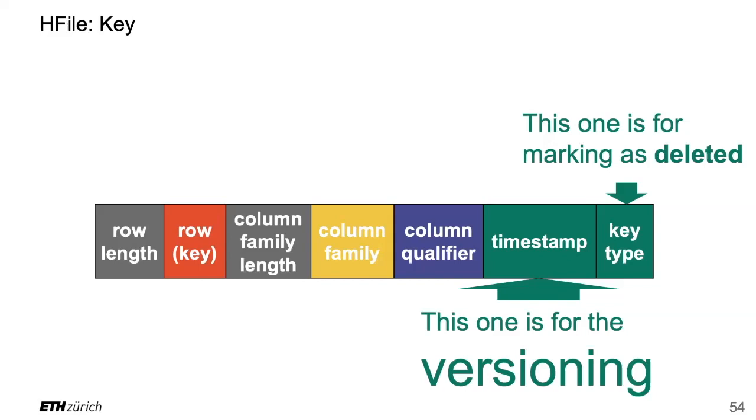Let me start with the gray ones, row length, column family length. This is also the way I cheat. I cheat by putting the length, because the row key might have a different length, right? So I cheat by storing on 32 bits the length of the row, and then I know how many bits to read for the red zone. Then I cheat again by storing the length of the column family name, and then I have the column family, so I know exactly how many bits to read.